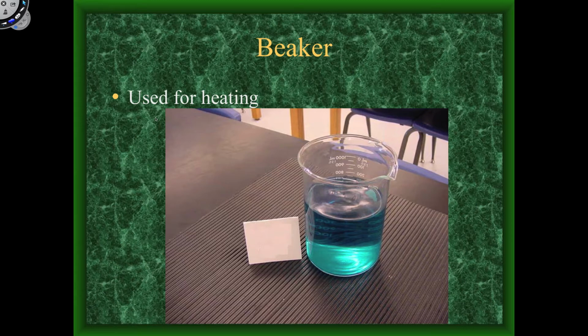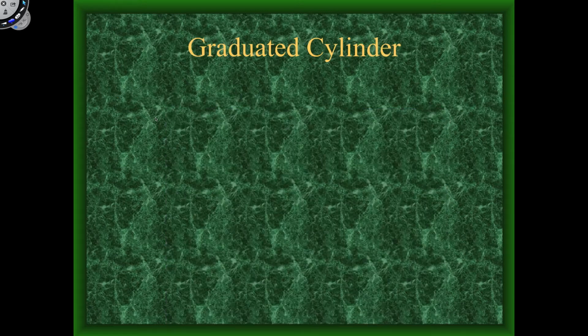When we talk about the heating apparatus later on in another part, we'll show how you can heat up a beaker. But I mean, a beaker you can place directly onto a hot plate, or you can use a Bunsen burner to heat the liquid. So a beaker is used for heating, and that's the main thing you need to know, and how to recognize it as well.